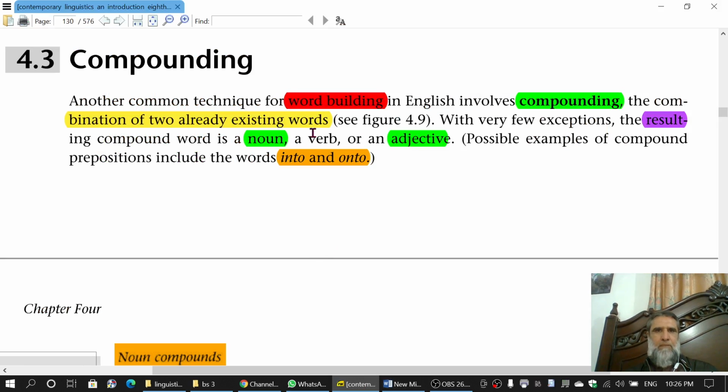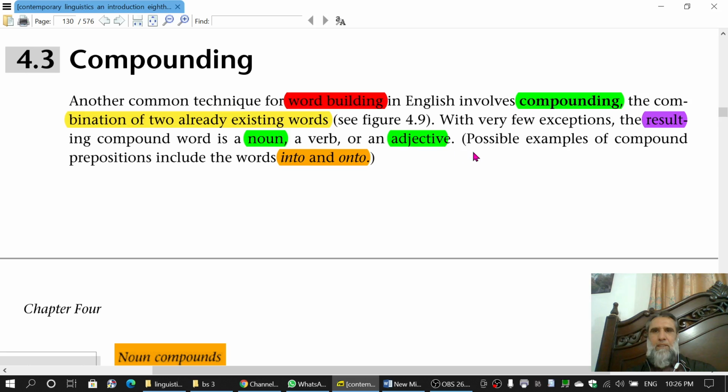Compounding is our topic, and this compounding is a technique which can create a lot of words. It is a common technique for word building, and it is very productive because it can create unlimited number of words. So it is called a productive method or technique of making words or building words. By compounding, we mean to combine two already existing words, and the result often is either a noun or a verb or an adjective.